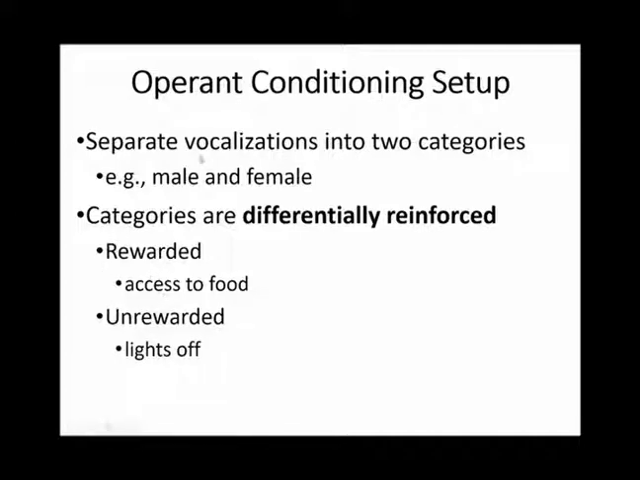And if this is our rewarded category for males, then females are our unrewarded category. So if the stimulus of a female call is heard and they make that response, they're pushing their lever, then the lights turn out and they don't get food. So it's not a good outcome, and so they're not going to want to make that response again. So with this differential reinforcement, we see a response to our male calls and no response to our female calls if they can learn to tell the difference between male and female calls.